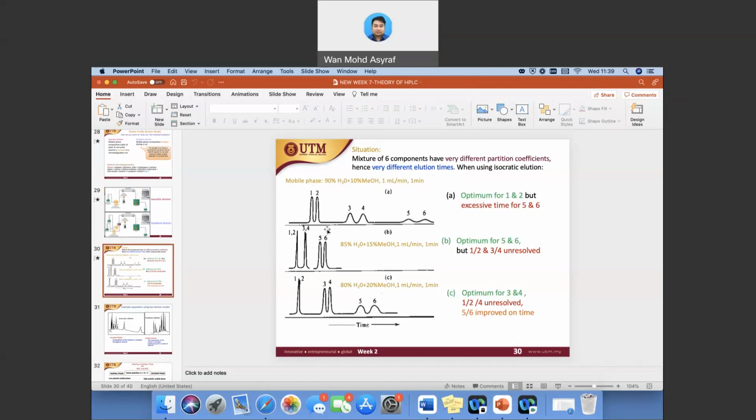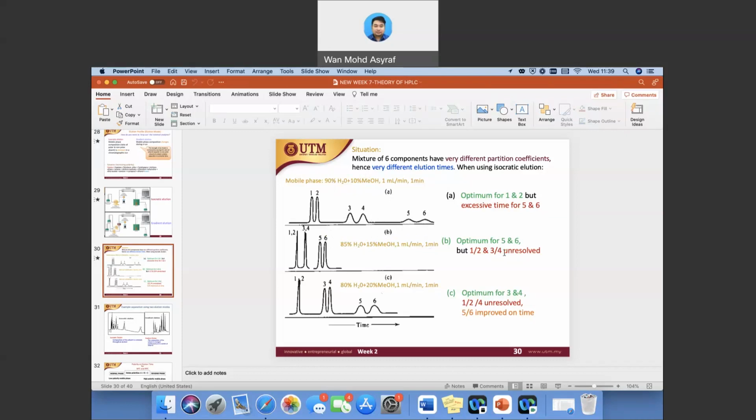So there is some gap here, maybe 1 or 2 minutes gap between 2 and 3, and there are gaps also between 5 and 6, between 4 and 5. All right. So then you would, for example, do another isocratic where you decrease the water content, which is 85% of water plus 15% of methanol. Now you would increase the methanol concentration.